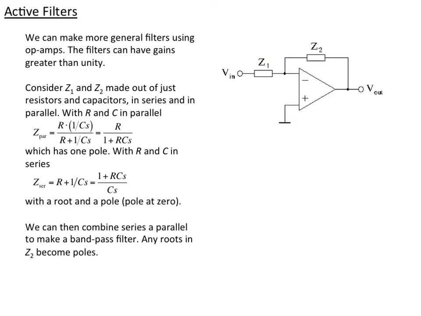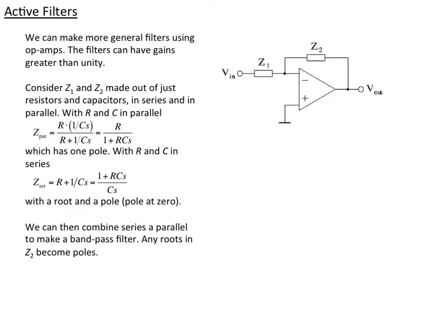If you have a resistor and capacitor in parallel, then you just combine their impedances like this. Sum of impedances on the bottom, product on top. That's the way we combine impedances in parallel. And when you multiply this out and simplify, you get this nice form, R over 1 plus RC times S. And so this function has one pole in it at S equals minus 1 over RC.